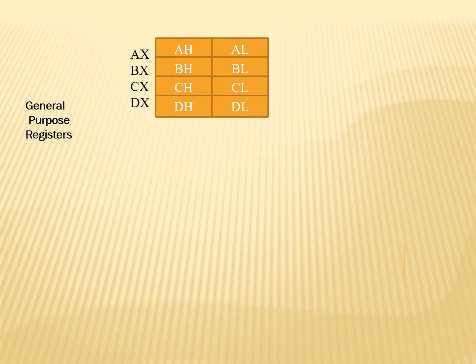Individually, as I said, AL, BL, CL, DL are the lower order registers, and AH, BH, CH and DH are the higher order registers. Individually they can be used to perform 8-bit operations, but when I am going to perform a 16-bit operation, we combine both registers to form AX, BX, CX and DX respectively. Here X stands for extended. I already taught you why we got the name x86 family: extended. So here X stands for extended.